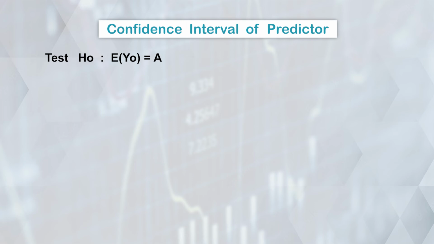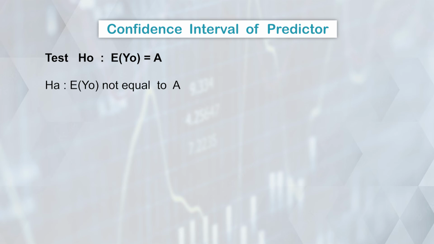So it is said that the mean of this Y0, which is a predictor, is equal to a specific value, which is capital A, and accordingly we can go for the two-tailed test of the distribution. That means it can be at both tails, right-hand and the left-hand tail of the distribution. So we go for HA, which says that expectation of Y0 is not equal to A.